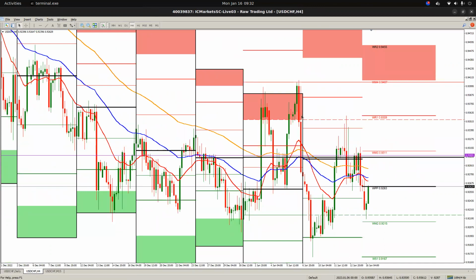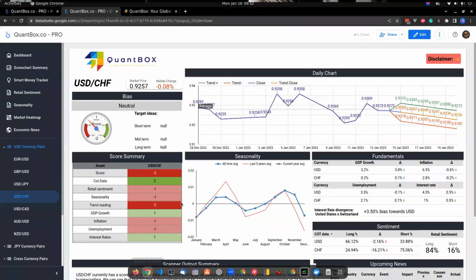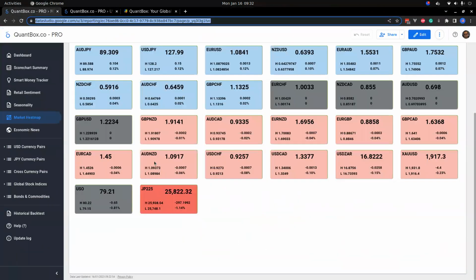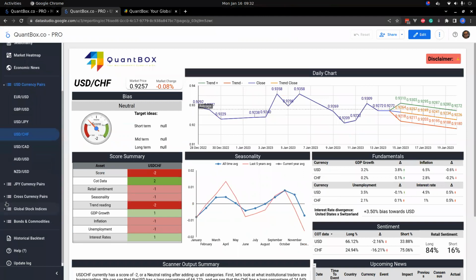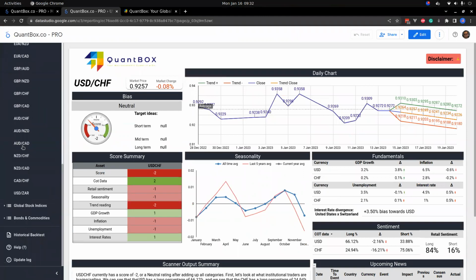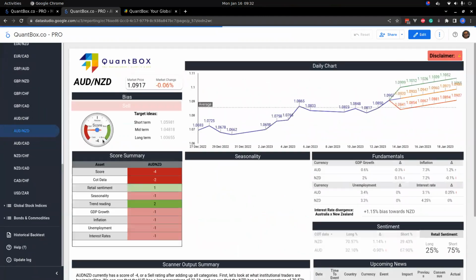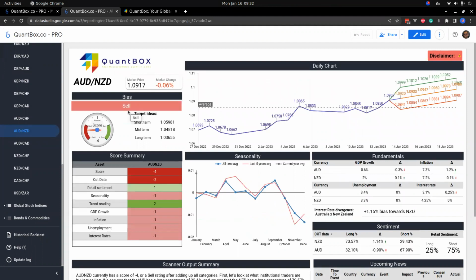You can see it just looks like a whole bunch of sideways mess. I'm going to leave that alone. Let's see if we can get something else over here. Aussie Kiwi, looking at my crosses. Aussie Kiwi all the way down over here. Aussie Kiwi, sell. Okay, now we've been looking at Aussie Kiwi for a while now.